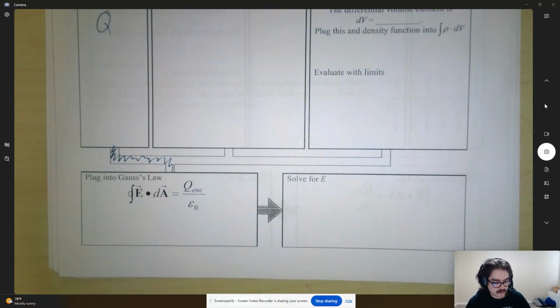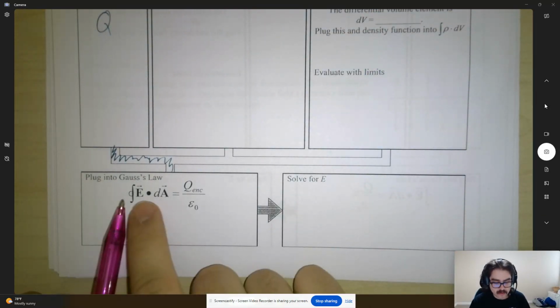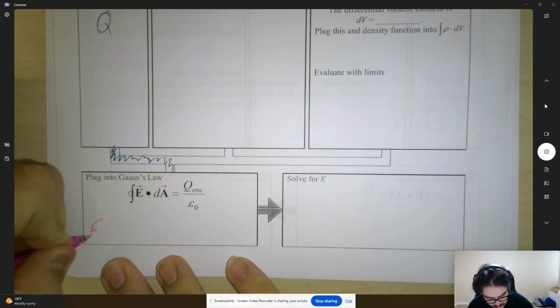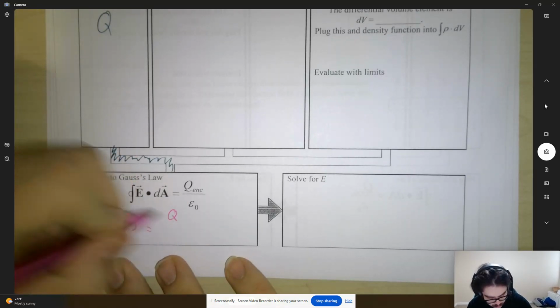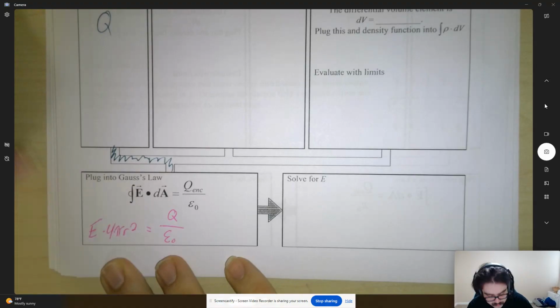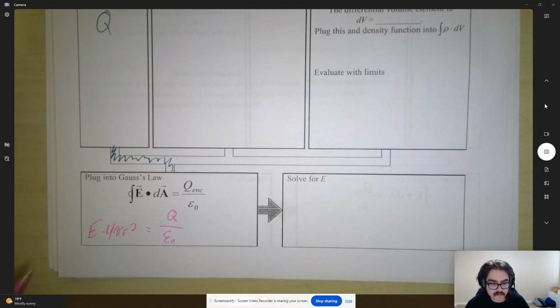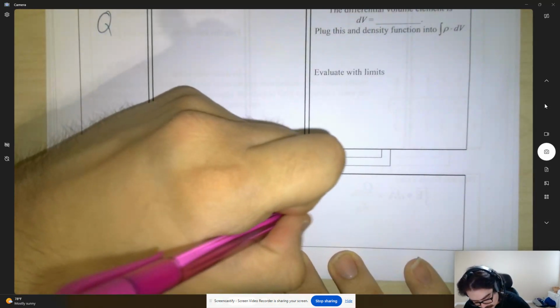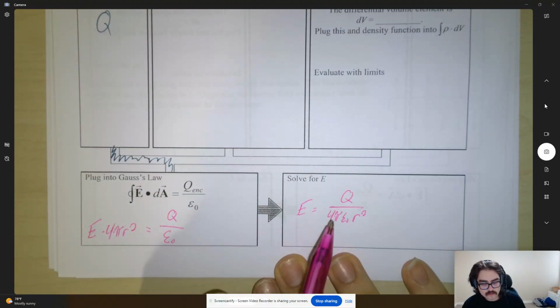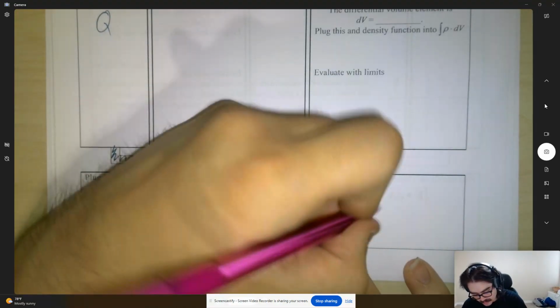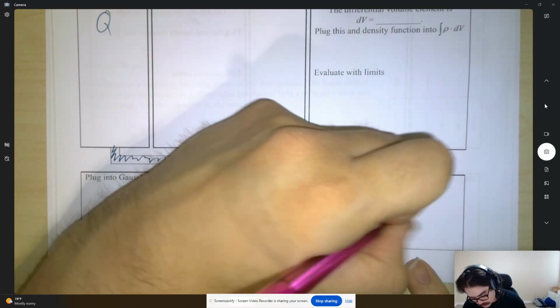Then we can plug that into Gauss's law. We already evaluated this part right here. This is going to be E times 4 pi r squared equals the enclosed charge, which is just Q, over epsilon naught, which is a constant. All you have to do now is solve for E, and the easiest thing to do is just divide by 4 pi r squared. So I get E equals Q over 4 pi epsilon naught r squared, which by the way, 1 over 4 pi epsilon naught is just K. So E equals K Q over r squared.